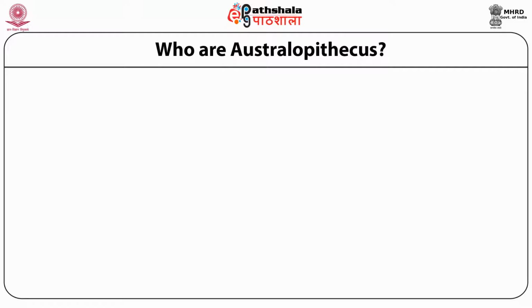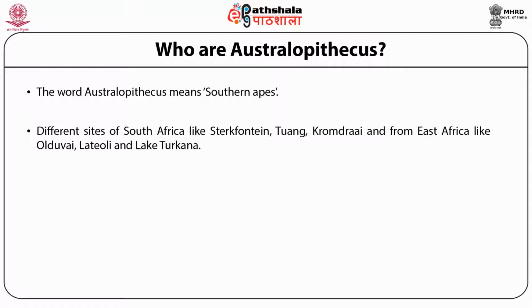Now let's try to find out who are Australopithecus. The word Australopithecus means southern apes. The fossils of this genus have been found from different sites of South Africa and East Africa. Australopithecus appeared in this world around 4 million years ago, or might be even before, and has a spectrum of varieties, all of which are extinct. This group of hominids used to live in this world before the Pleistocene.